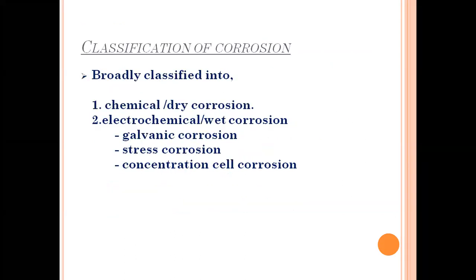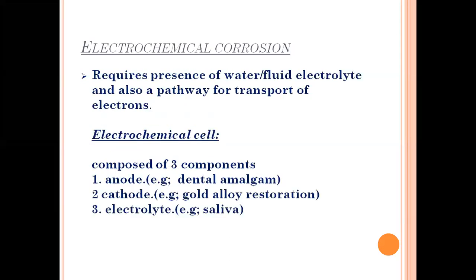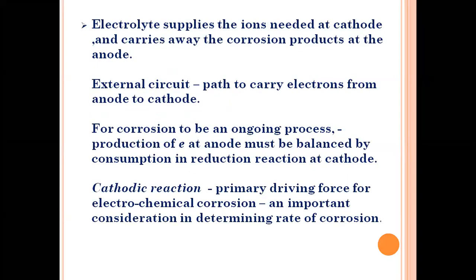Now classification, again you have chemical or dry cell corrosion. Then you have electrochemical or wet corrosion. Again in wet corrosion you have galvanic corrosion, stress corrosion, and concentration cell corrosion. We're not going into electrochemistry more.